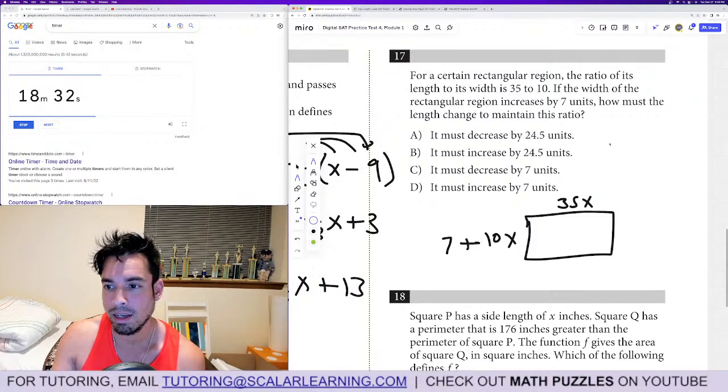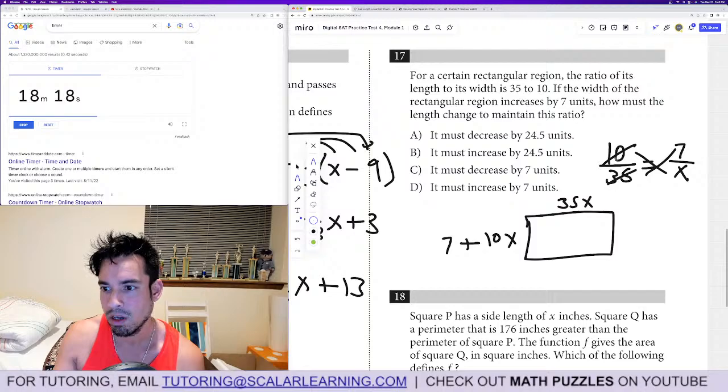So this is a much easier way to do this. Actually, the x's aren't that helpful. So it's a 10 to 35 ratio. So an increase of 7 for the width, aka for the 10, is an increase of what for the length? Cross multiply. Actually, wait, let's simplify first. Divide top and bottom by 5. That's 2 to 5. Then cross multiply. 5 times 7 is 35 equals 2x. Divide by 2.